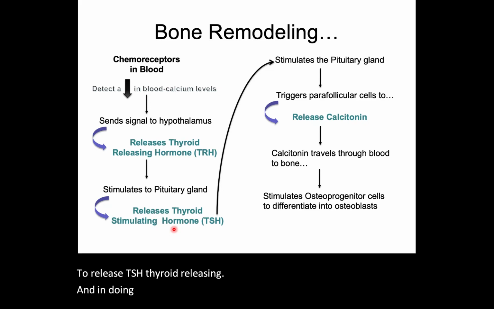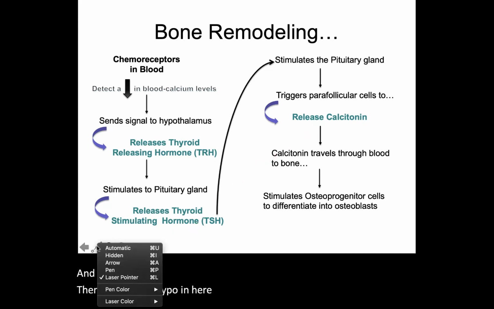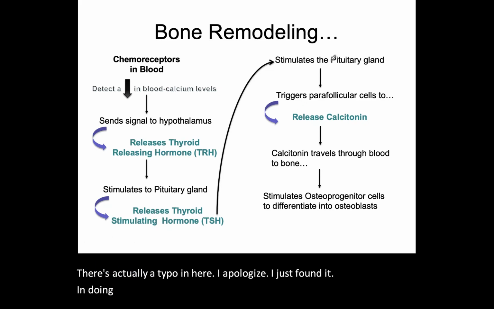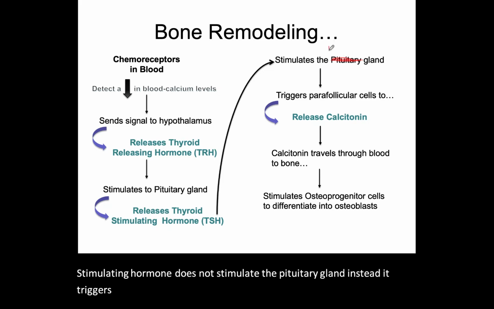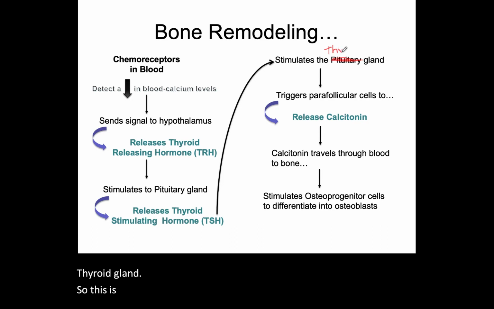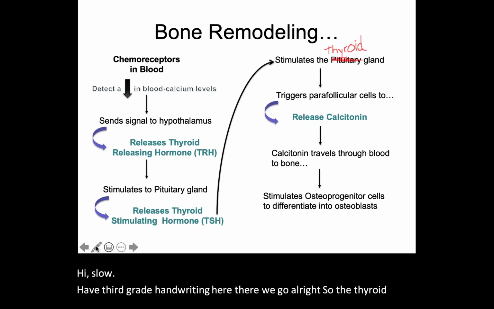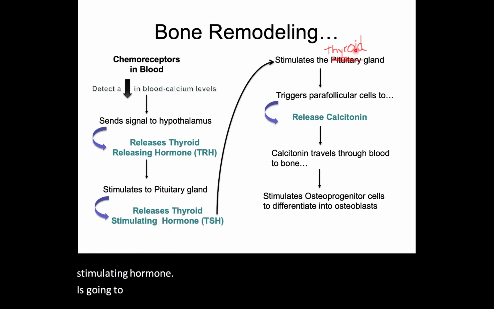And in doing so, there's actually a typo in here. I apologize, I just found it. In doing so, the thyroid stimulating hormone does not stimulate the pituitary gland. Instead, it stimulates the thyroid gland. So this is actually the thyroid gland. I apologize for my slow third grade handwriting here. There we go. All right, and so the thyroid stimulating hormone is going to stimulate the thyroid gland.